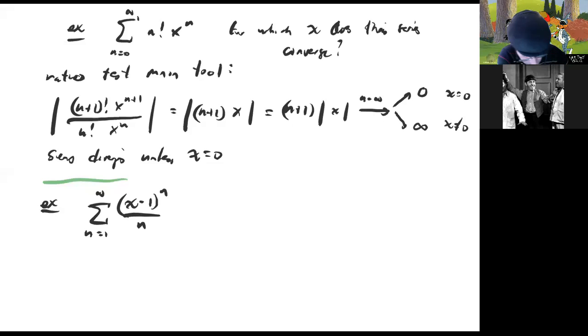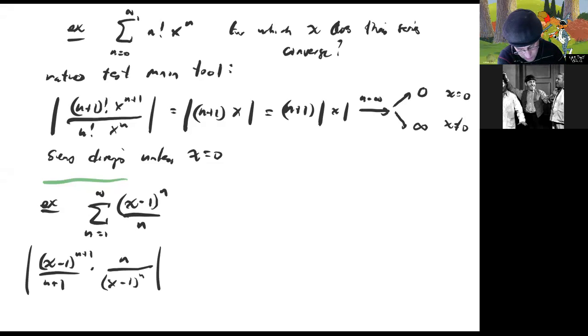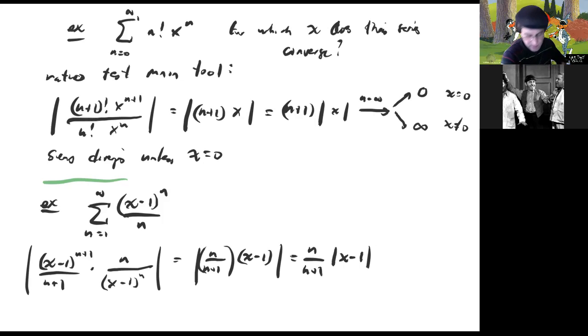So if we do the ratio test here, we would take (x minus 1)^(n+1) over n plus 1 times the reciprocal of a sub n, which is n over (x minus 1)^n. We would then take the absolute value and do some rewriting, and this would be n over n plus 1 times x minus 1, which we can factor out, the n over n plus 1, and then you get an absolute value of x minus 1 inside the absolute value.